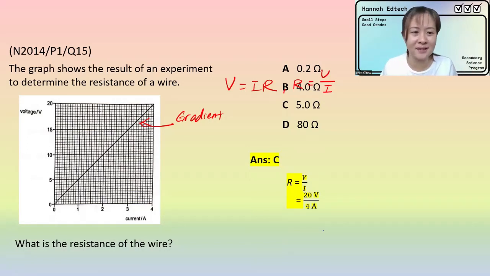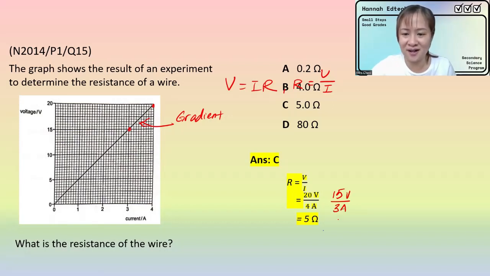Where do you get 20 volts? The 20 volts is here, right? When it is 20 and the current is 4, you will have 5 ohms, right? What if I didn't use 20? You can actually use 15 and you will also get 5 ohms, all right? Let's move on to the next question.